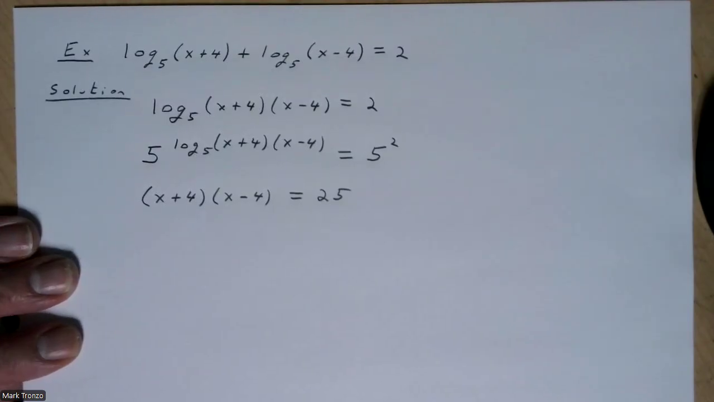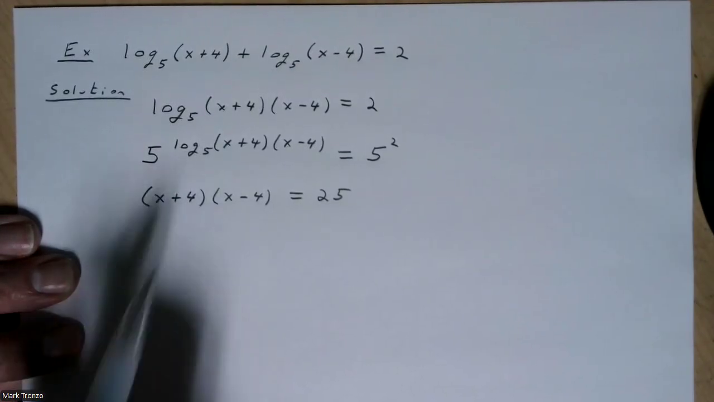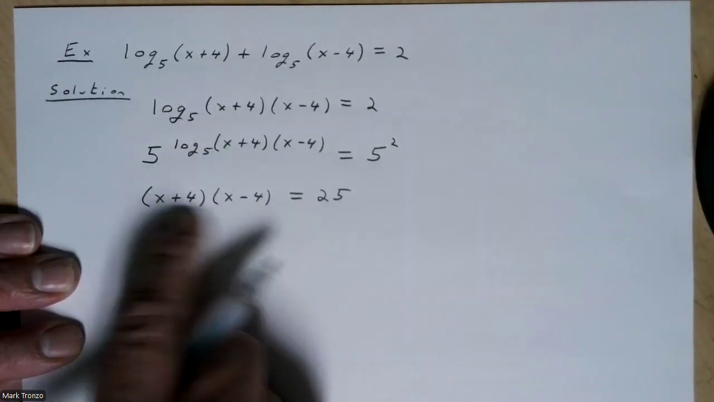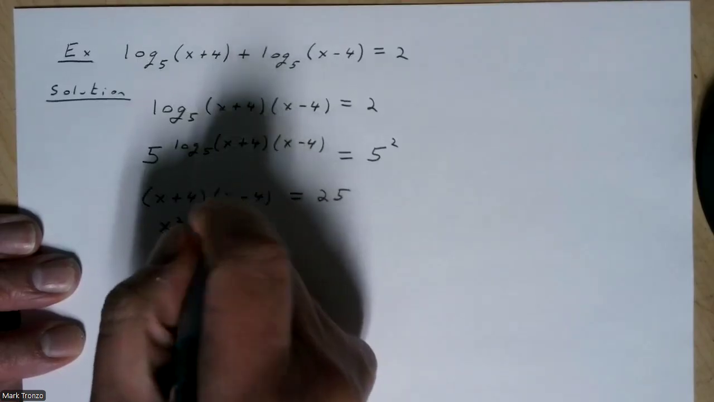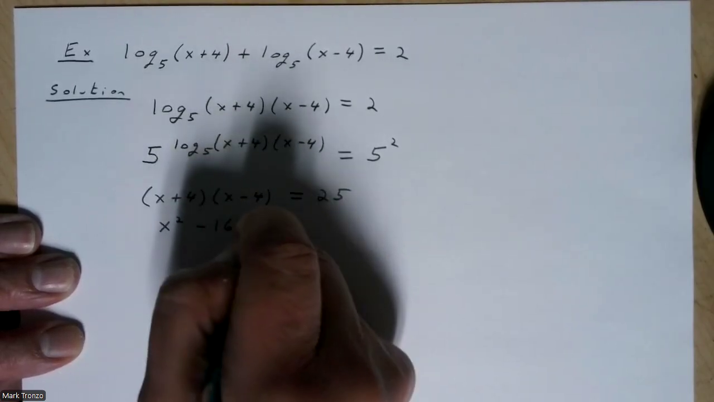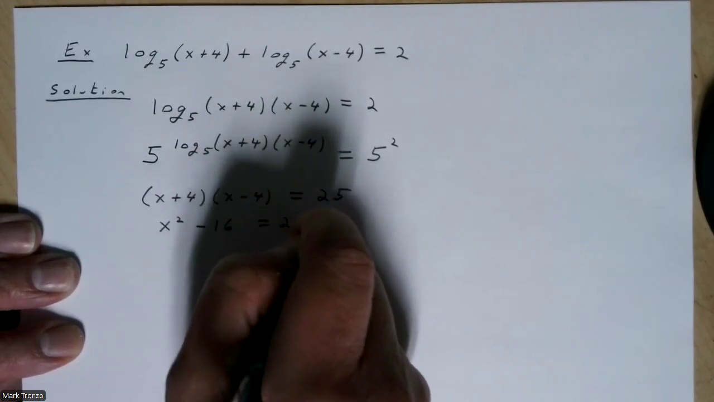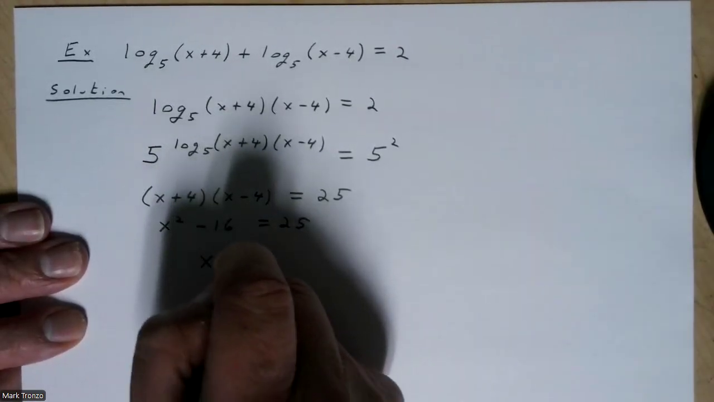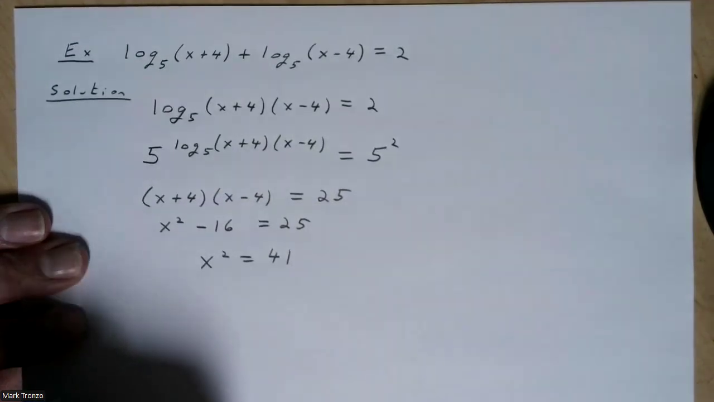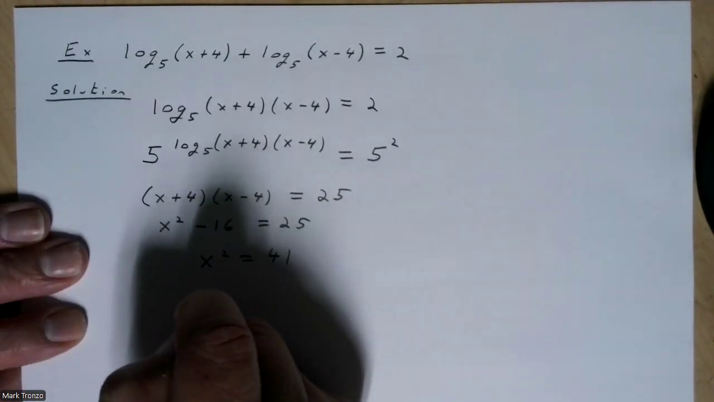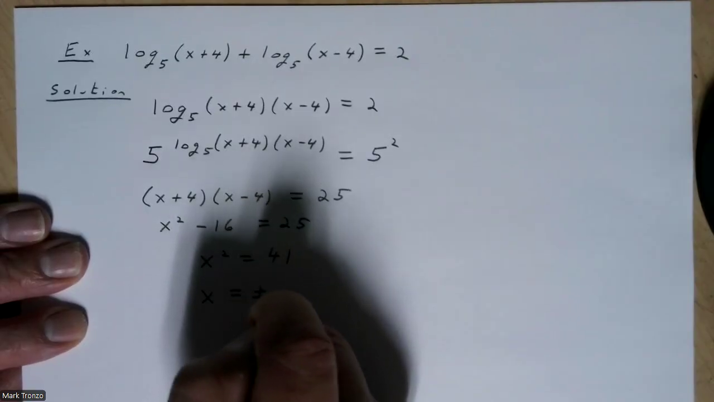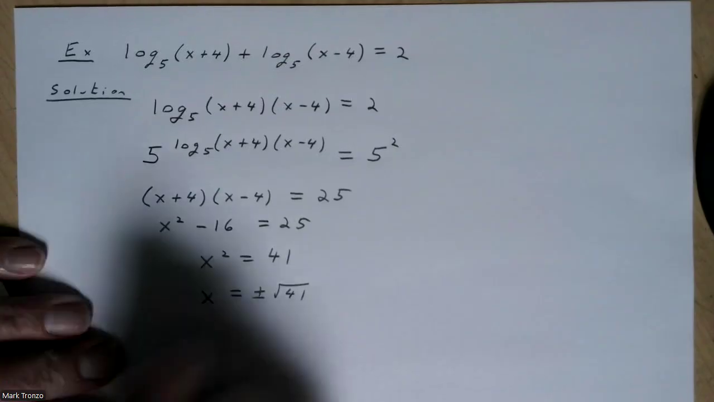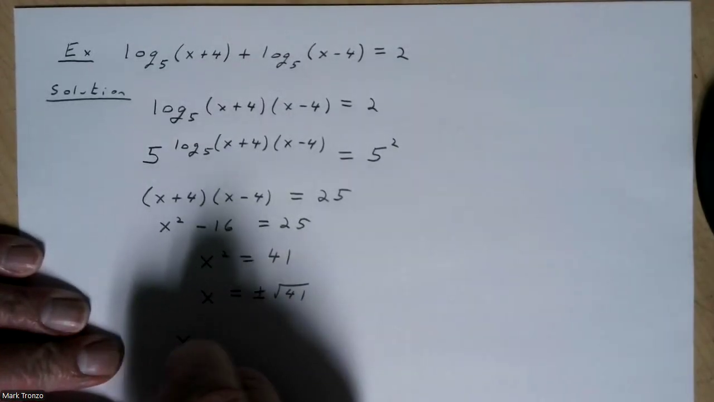Then again, when you multiply this out, FOIL it out, you end up with x squared. Then it's going to be minus 4x plus 4x. Those will cancel. So minus 16 is 25 like this. X squared is 41. And once again, take the square root of both sides. And that's not a nice square root, so I'll just write it like this.